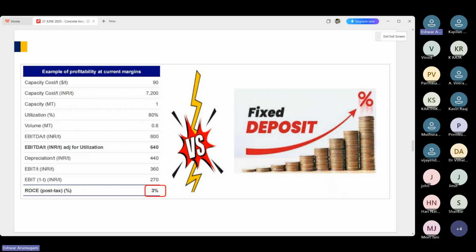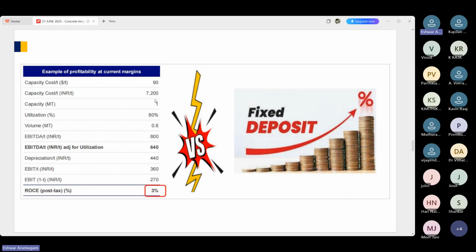So let's look at why there should be a price increase. If you look at cement industries, essentially their cost of setting up capacity, the dollar per ton, is almost $90 per ton, which translates to rupees 7,200 per ton.